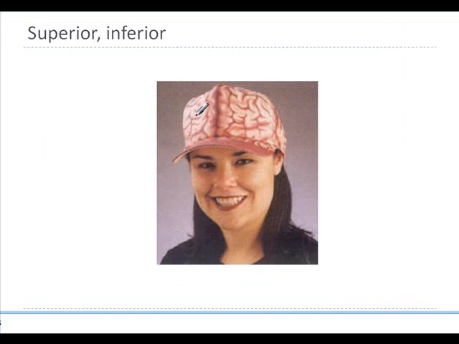For example, this is the cap, and this would be called superior to the face, because the face would then be inferior, and the cap is above the face. But if I was to look at the position of the nose versus the mouth, then the nose would be called superior and the mouth is inferior. Or in other words, the eyes are superior to the nose. So these are again terminology that is used to relate to different organs and their positioning.